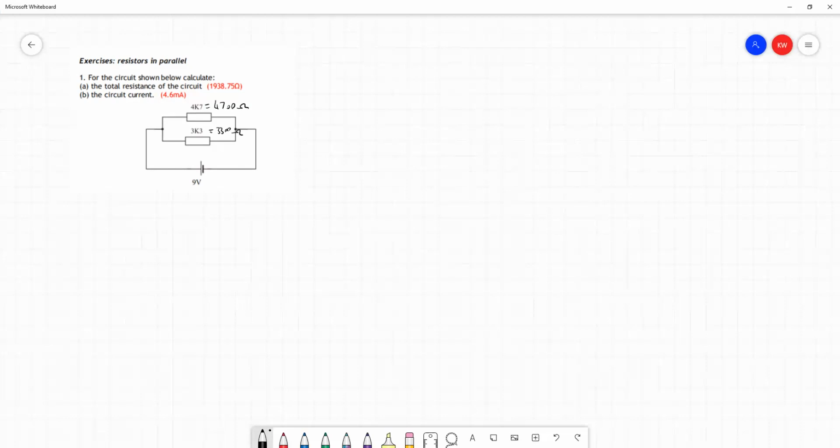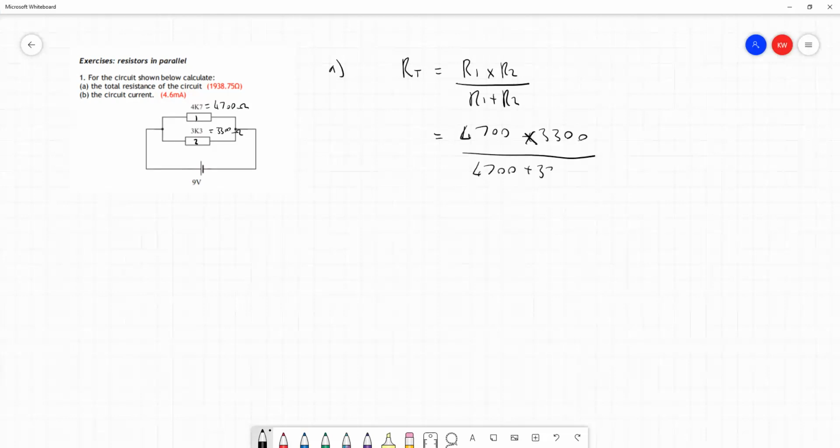So in part A, we're asked to find the total resistance of this circuit. We have a formula for the total resistance of a parallel circuit with two branches: the total resistance is equal to resistance 1 times resistance 2 over the sum of those two, R1 plus R2. So we can put in our numbers. We'll call the top one number 1 and the bottom one number 2. So we have 4,700 times 3,300 divided by 4,700 plus 3,300.